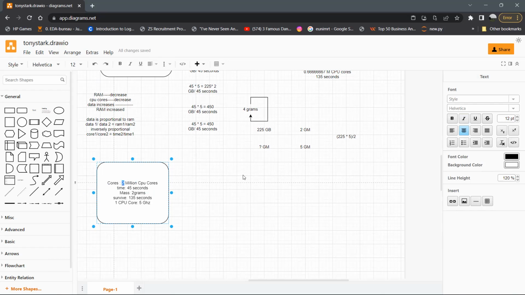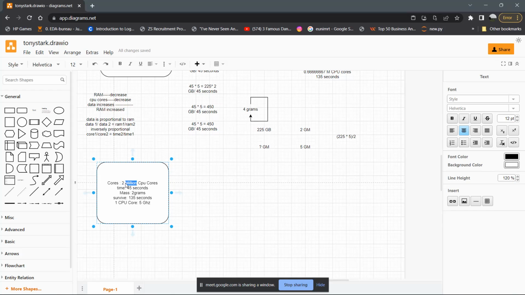So instead of, let's say, 2 million CPU cores, Tony Stark had only... Your screen is not shared. Not sharing your screen. My screen is not shared. Now, is it fine?